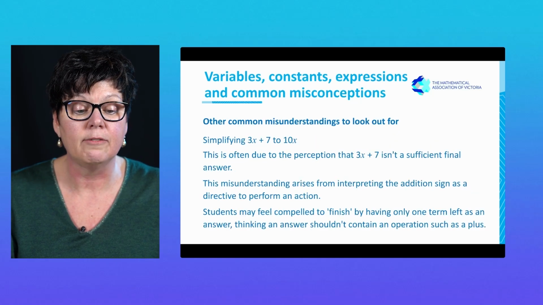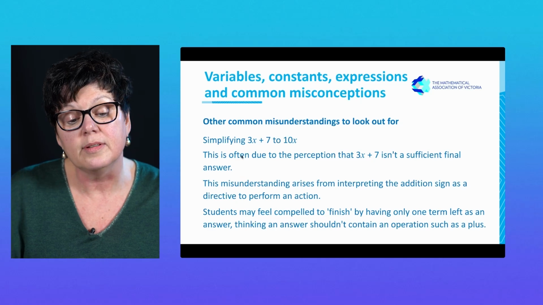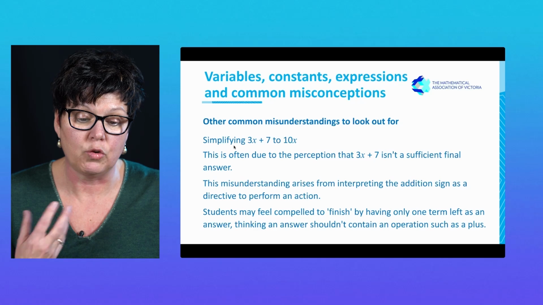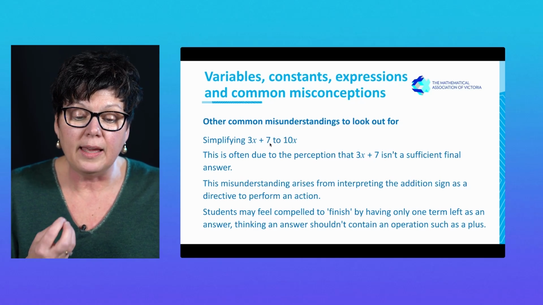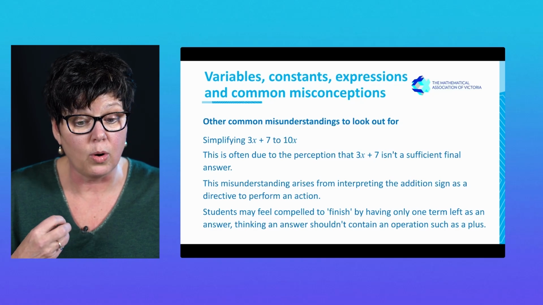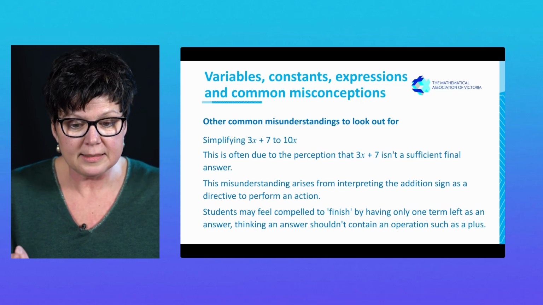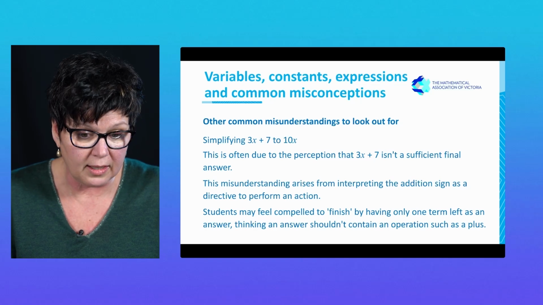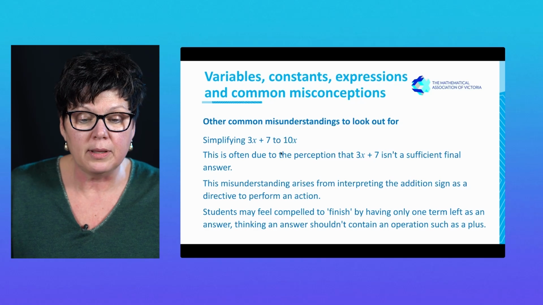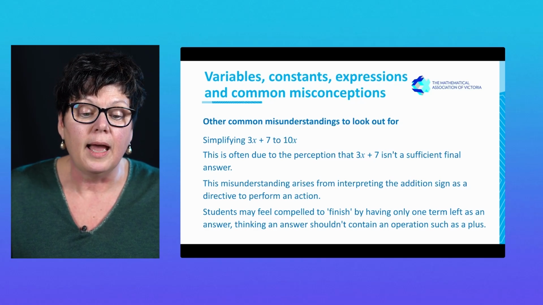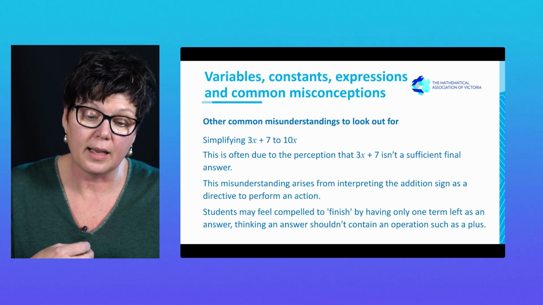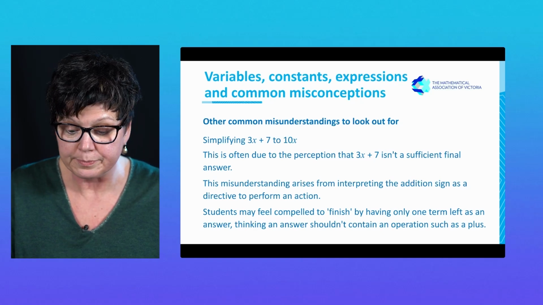And another thing to look out for is that if students are simplifying an expression, and let's say the answer results in 3x plus 7, they can feel pretty uncomfortable leaving that as an answer because it might seem quite foreign to them that that is an answer. It's got an addition sign in it, so they want to do something. It just doesn't feel complete. So they really do need a lot of examples, and it's worth explicitly pointing out that in algebra, this is the complete answer and it can't be simplified any further.